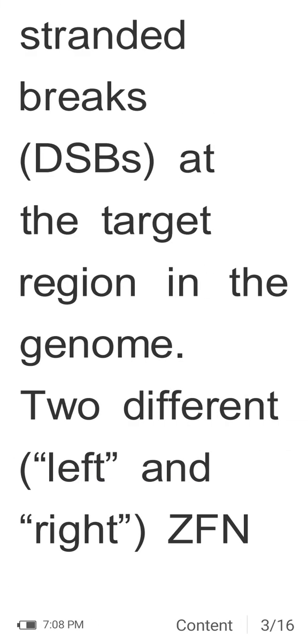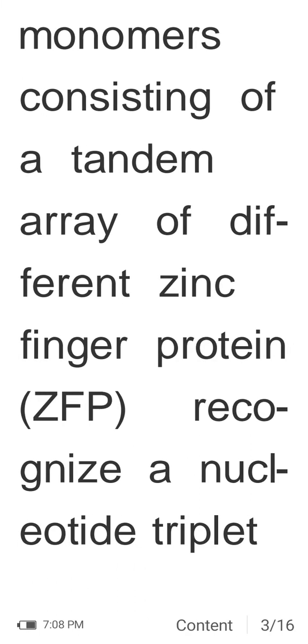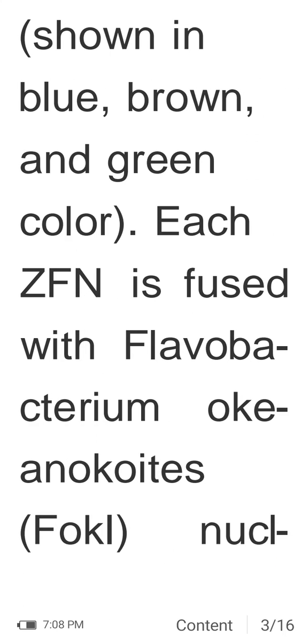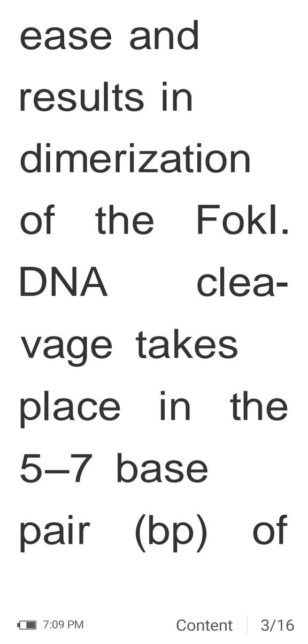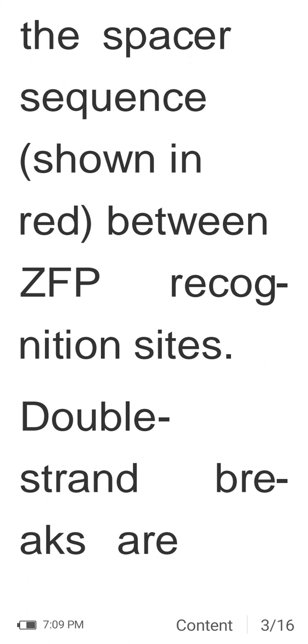So, mechanism of zinc finger nuclease inducing double-stranded breaks, DSBs, at the target region in the genome. Two different left and right ZFN monomers consist of a tandem array of different zinc finger proteins that recognize a nucleotide triplet, shown in blue color. Each ZFN is fused with the FokI nuclease from Flavobacterium okeanokoites, which results in dimerization of the FokI. So DNA cleavage takes place in the 5 to 7 base pair spacer sequence, shown in red, between the ZFP recognition sites.